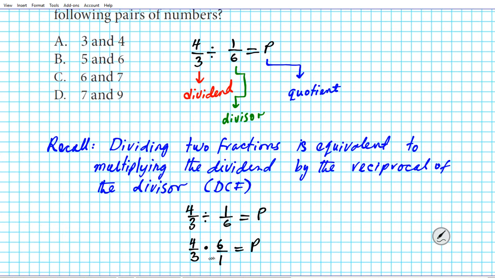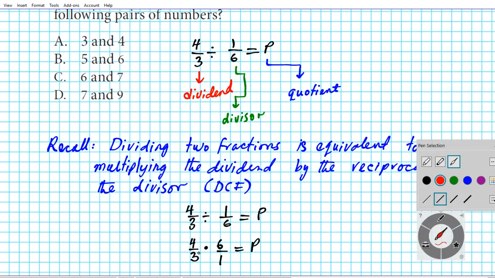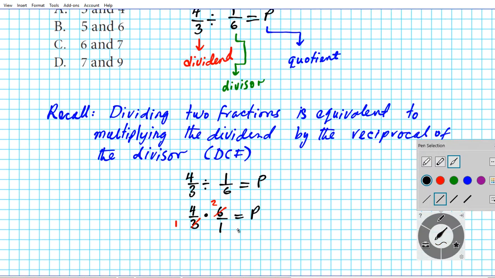So here you can multiply and divide. 4 times 6 is 24, divided by 3 is 8. Or you can cross reduce and multiply. Let's do that. So 3 goes here 1, 3 goes here 2. And then when you multiply it out, you have, what do you have? 4 times 2 is 8. So P is equal to 8.